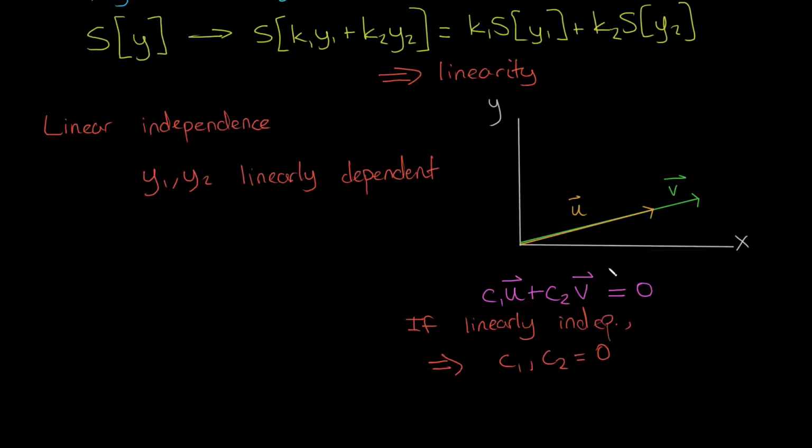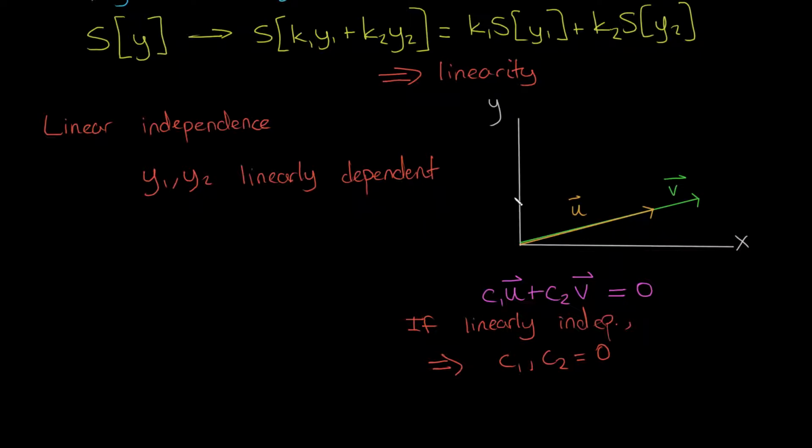Namely, if c2 for v is just 1, we keep v as it is, and we say c1 is exactly negative, so that u is exactly the negative of v, then we can scale u up to look like this, and when we add it with v, we're going to get 0. So clearly this isn't linearly independent, and therefore we call it linearly dependent for vectors at least, if they're stacked right on top of each other.